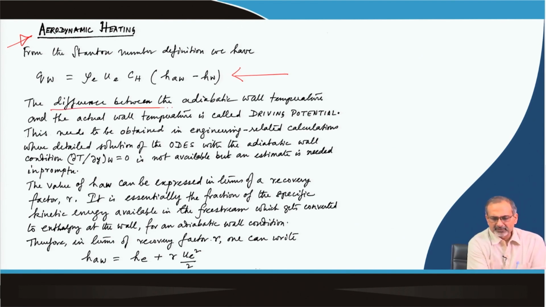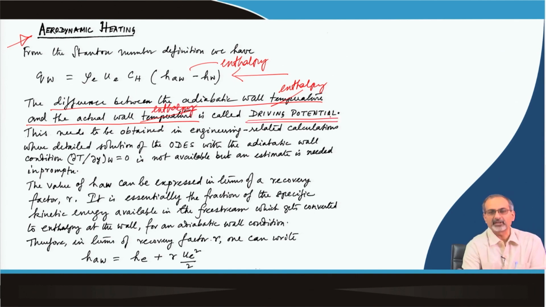Now, in this equation, the difference between the adiabatic wall temperature and the actual wall temperature, though here it is in terms of enthalpy, so you might as well call it the enthalpy difference in the present equation, is called the driving potential. This needs to be obtained in engineering related calculations, where detailed solution of the ODEs with the adiabatic wall condition may not be available readily, but you need to make an estimate impromptu very quickly. Now, how do you go about doing that?